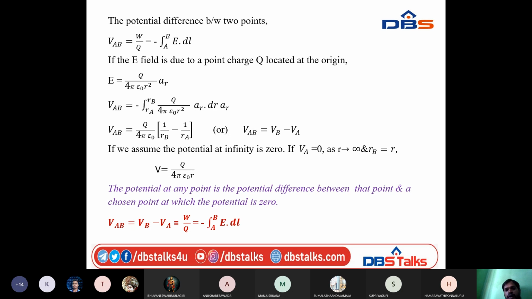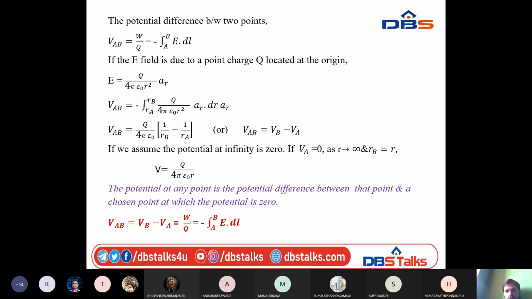Otherwise, it is also called V suffix AB, which is equal to V suffix B minus V suffix A. Here V_B is the potential at point B, and this is the potential at point A. The same value applies if you assume the potential at infinity is 0. That is, if initially we consider V_A equal to 0, whereas... radius. So this is the electric potential formula.